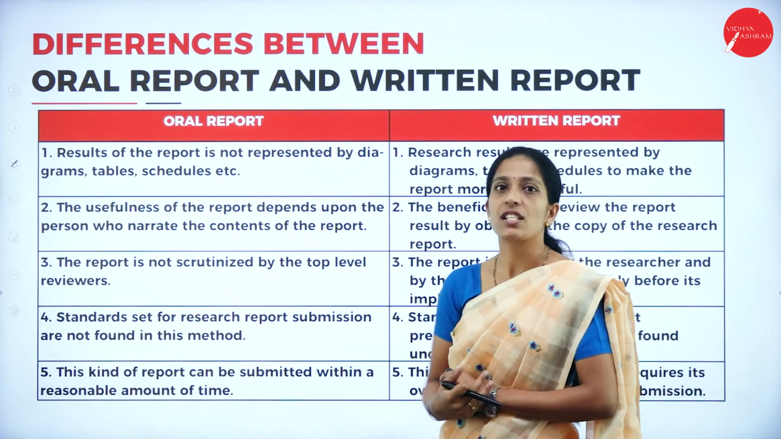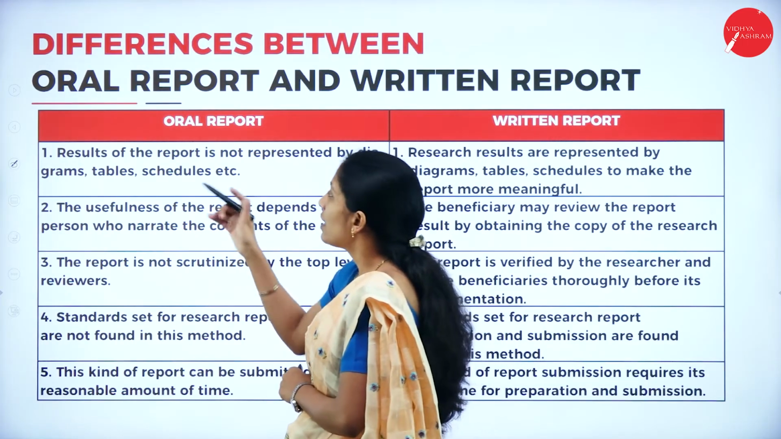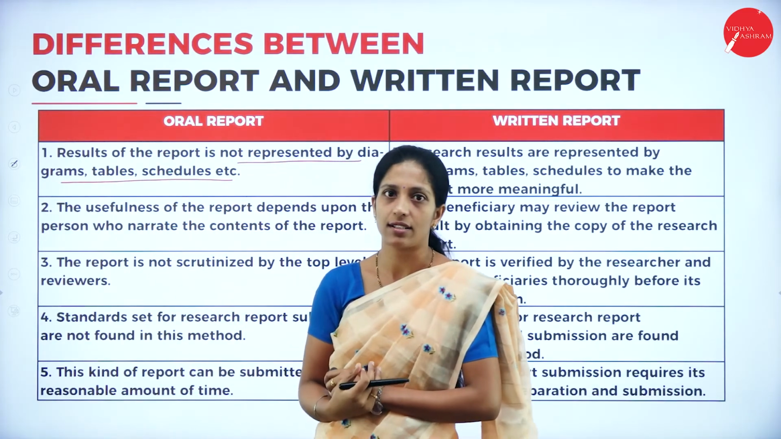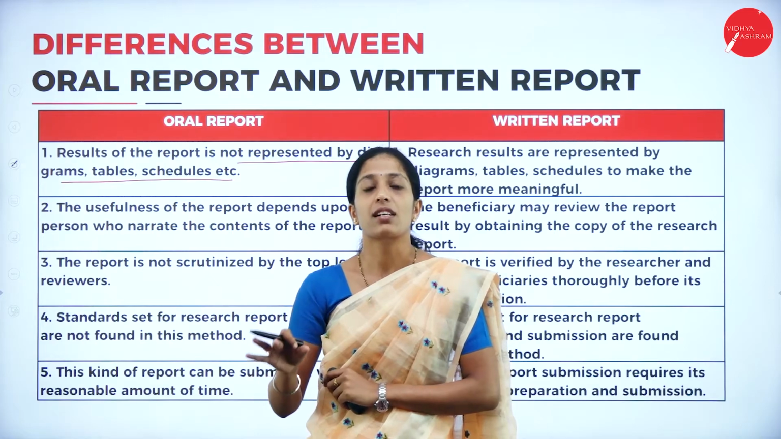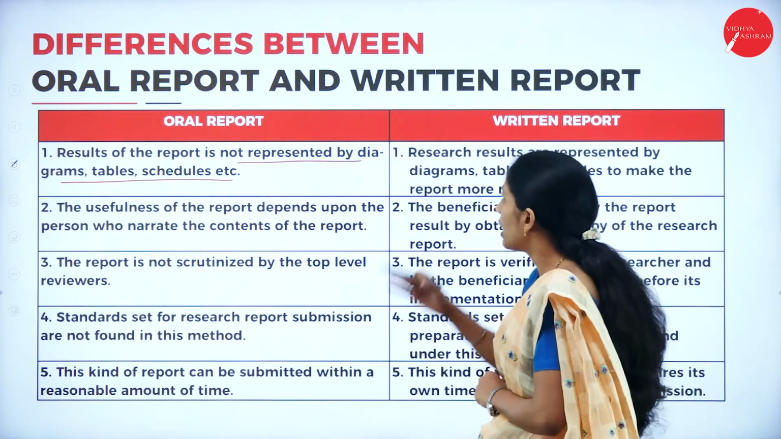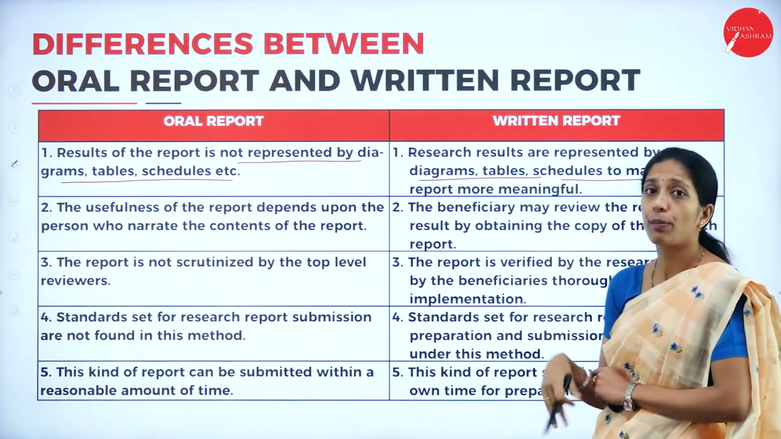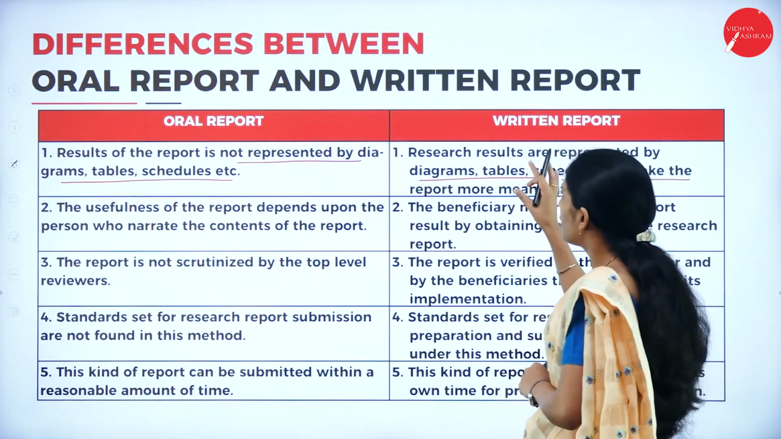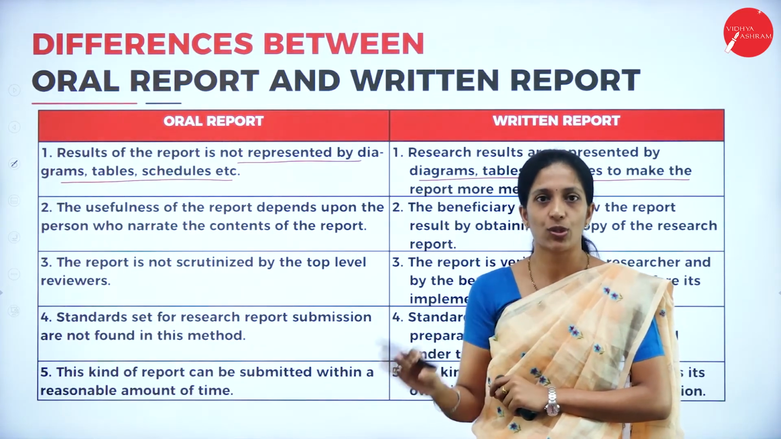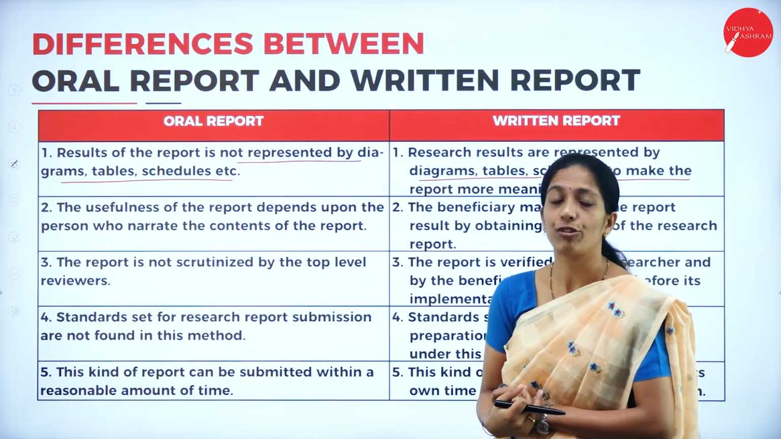Now we shall see the differences between oral report and written report. Coming to the oral report, first point, the results of the report are not presented by diagrams, tables, schedules, etc. The results will not be presented in terms of diagrams, schedules or charts. Coming to the written report, research results are represented by diagrams, tables, schedules to make the report more interesting. In oral report there will be no diagrams, charts or tables, whereas in written reports everything will be there in order to make the research report more meaningful as well as interesting.